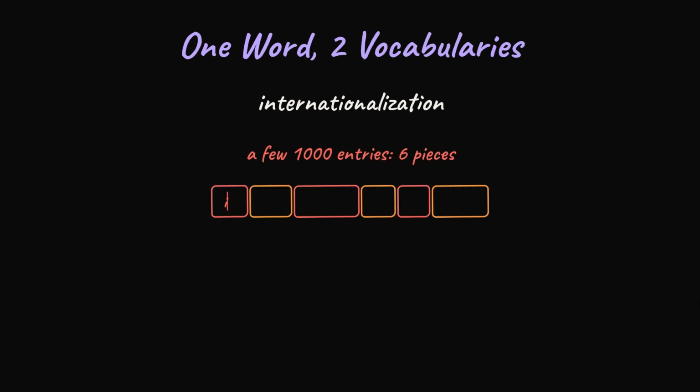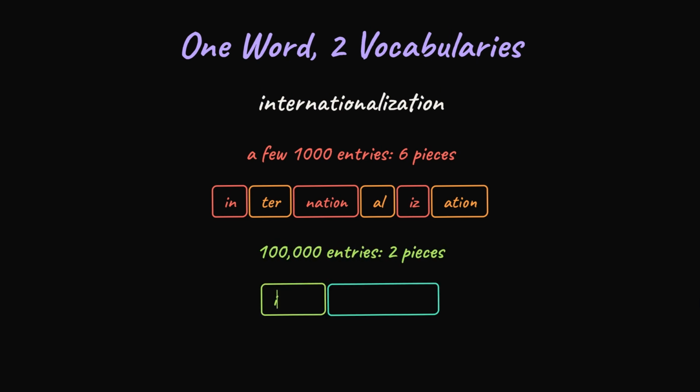The target size matters a lot, and there's a real trade-off here. Take the word internationalization. A tiny vocabulary of a few thousand entries might split that into 6 or 7 fragments. A vocabulary of 100,000 entries might handle it in 2. Fewer tokens means the model processes your text with less work.